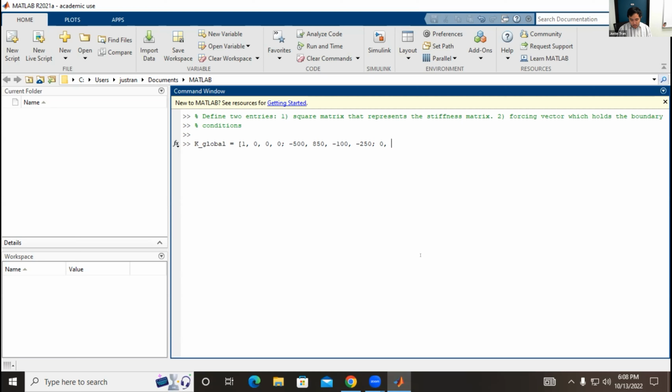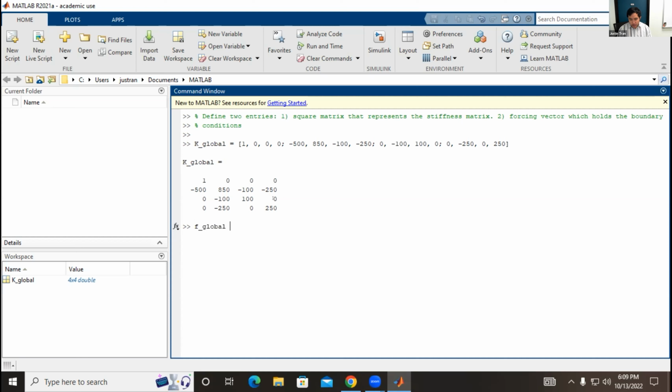All right, next row is going to be 0, comma minus 100, comma 100, comma 0. And the last row is 0, comma minus 250, 0, comma 250. You can go ahead and enter. You can put a semicolon at the end, of course, but just so I can check my work, I didn't put it there. If you look at this, you can see we have a 4x4 matrix, and it looks exactly like the one I have in the notes, which is perfect.